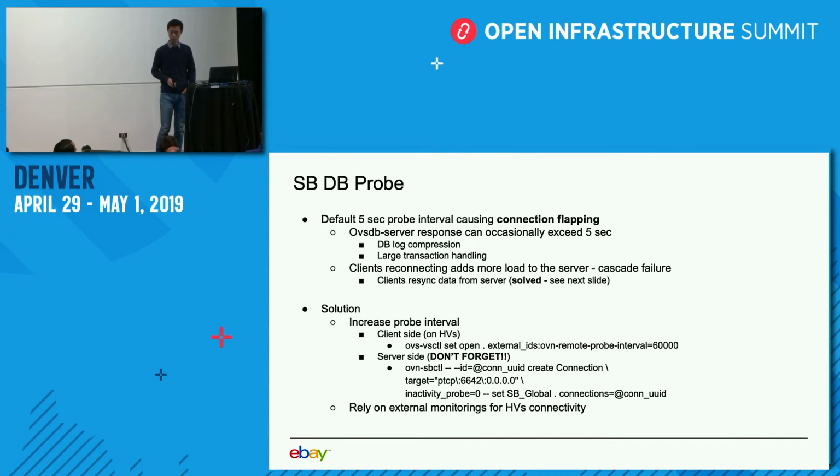The first problem of DB scalability is the OVSDB probe mechanism. It is a mechanism that is built in OVSDB between the client and server so that they can detect if the link is down or not. If the link is down, the client will initiate reconnection. This causes a scale problem because the default probe is 5 seconds.